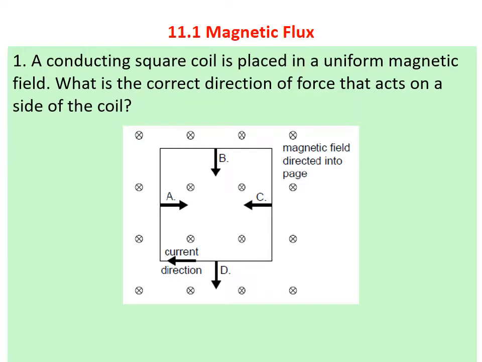Practice number 1. A conducting square coil is placed in a uniform magnetic field. What is the correct direction of force that acts on a side of the coil? So let's use that right-hand rule. We see we have 4 sides of this coil, side A, B, C, and D.